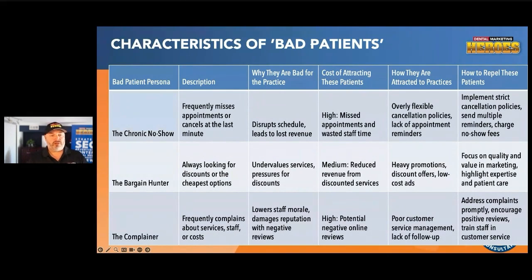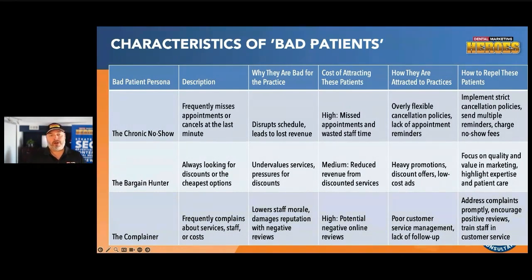How are practices attracting these types of people? Sometimes they're overly flexible. Sometimes they don't have strict enough cancellation policies. And sometimes they lack appointment reminders. How can you repel these types of patients? You can implement strict cancellation policies. You can send multiple reminders, and you can charge no-show fees. This is becoming more common, but you need to make sure that this is clearly defined on your website when somebody books with you. The next one is the bargain hunter.